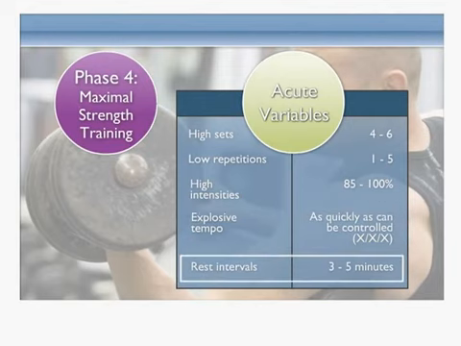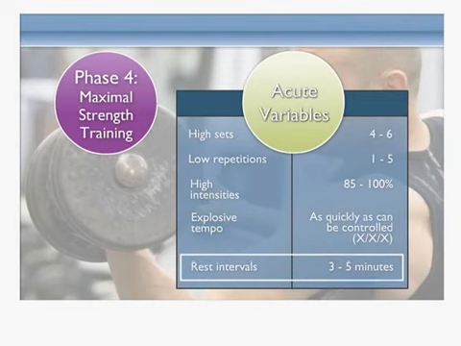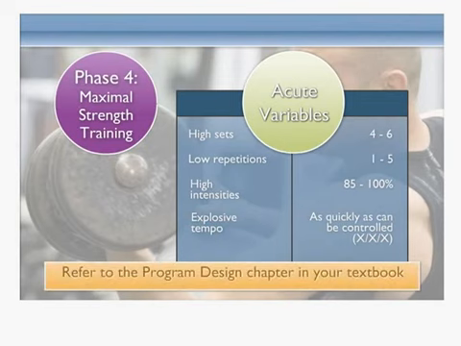The rest intervals would last between 3 to 5 minutes due to the high intensities. Refer to the Program Design chapter in your textbook for the complete acute variable table for this phase of training.